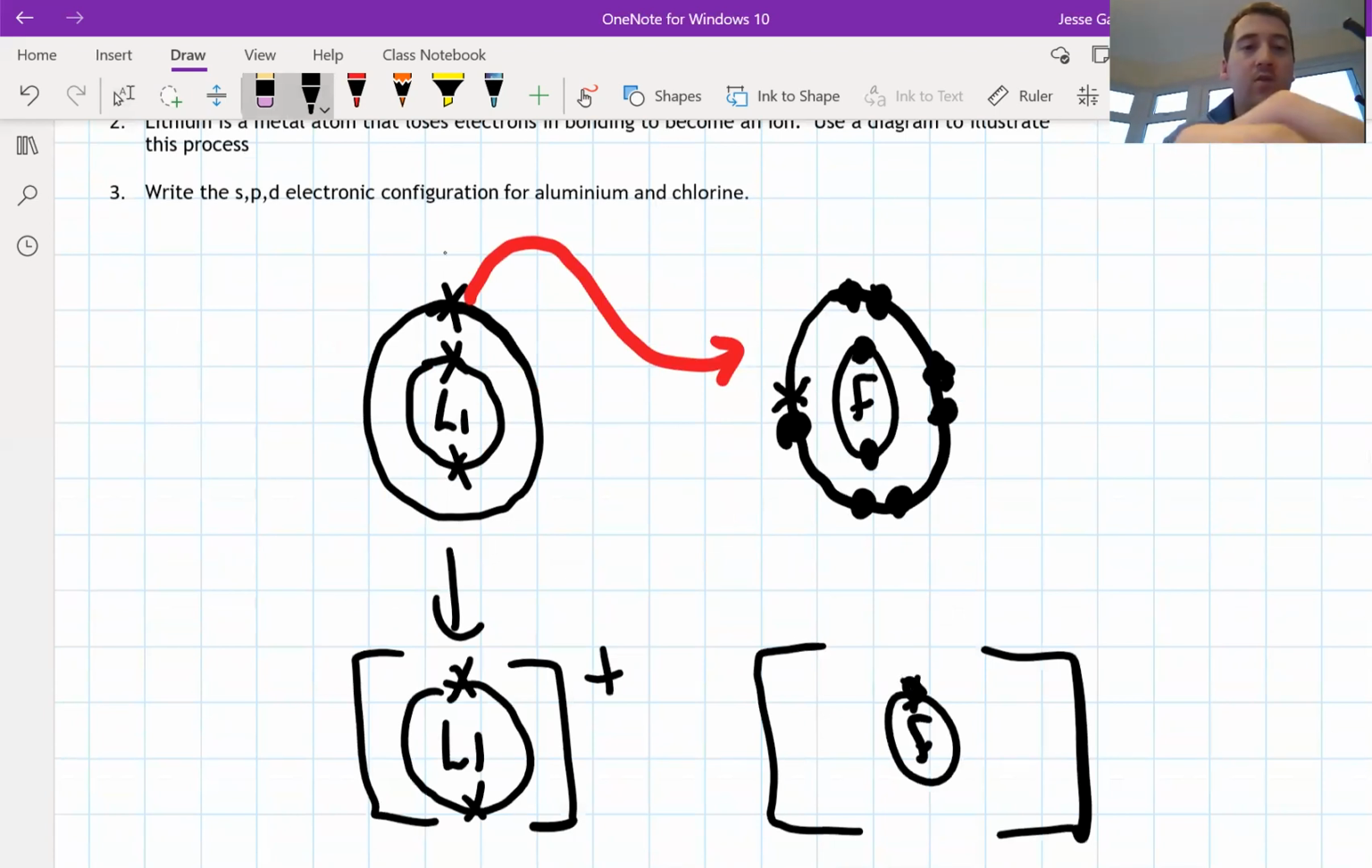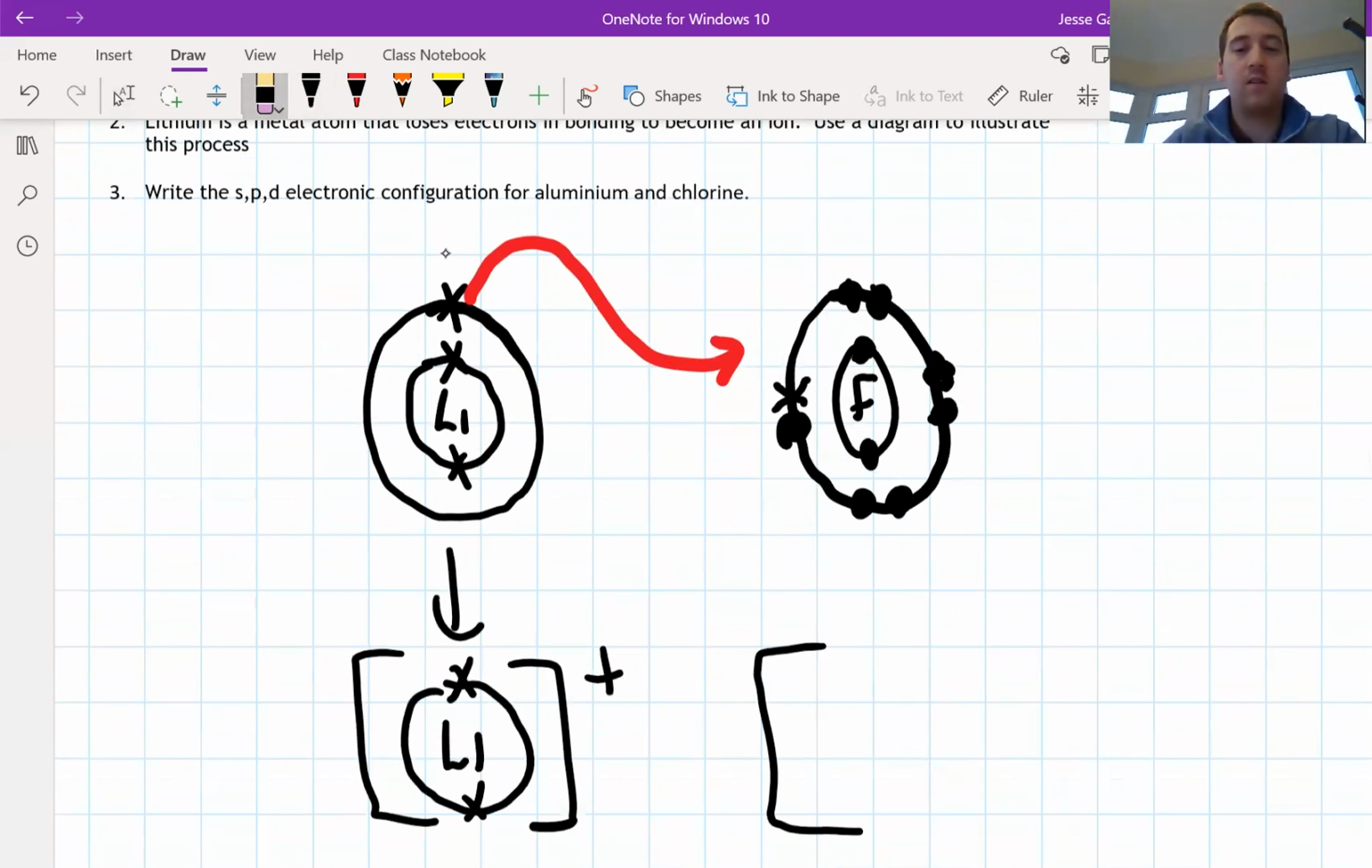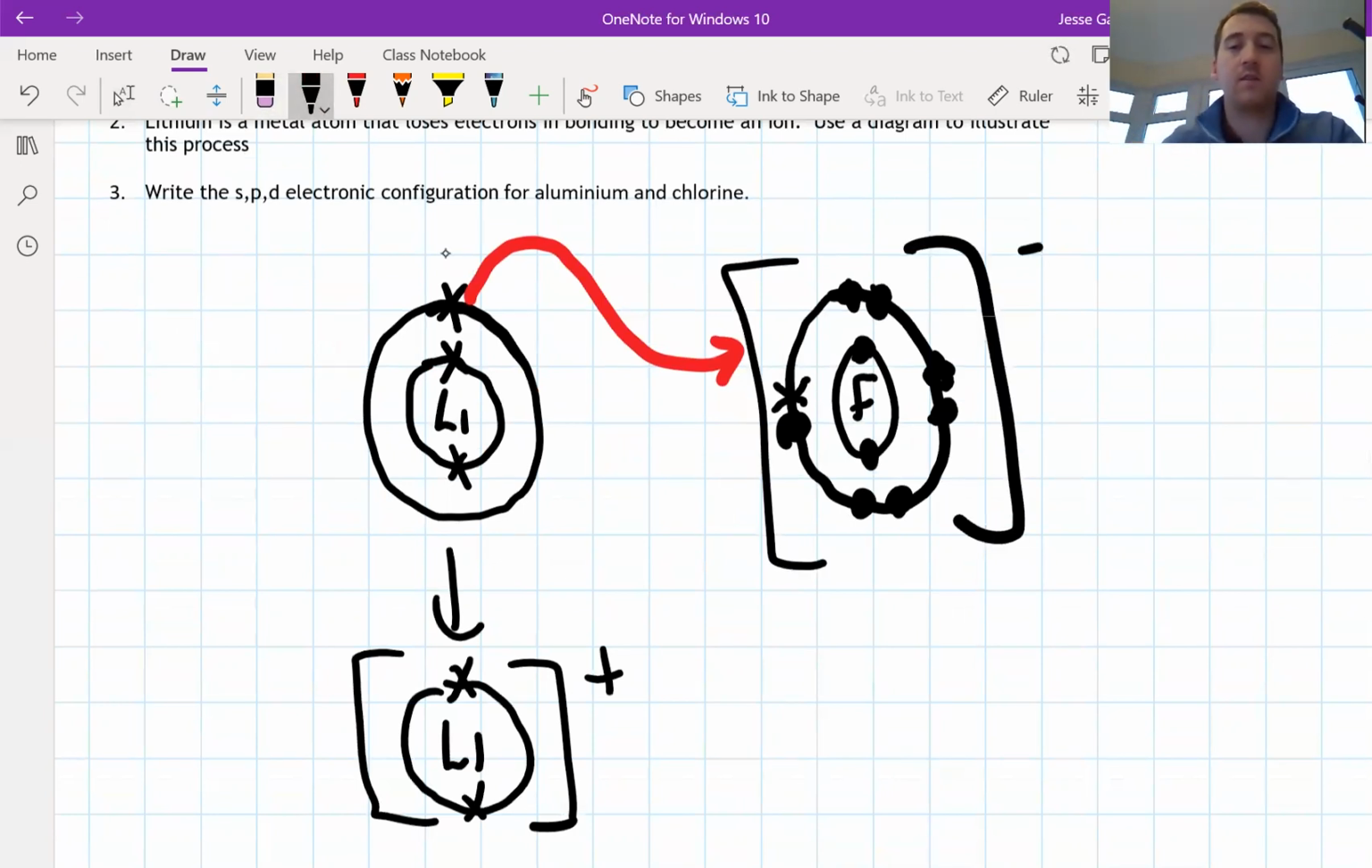I'm not going to draw all the electrons. I've already done it above. Okay, just use this one. Okay, like that. Plus, minus. So we've got Li+ and we've got F-. And of course, these two then would attract each other. And that attraction is called an ionic bond.